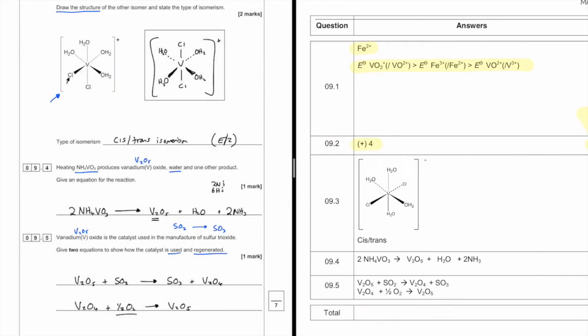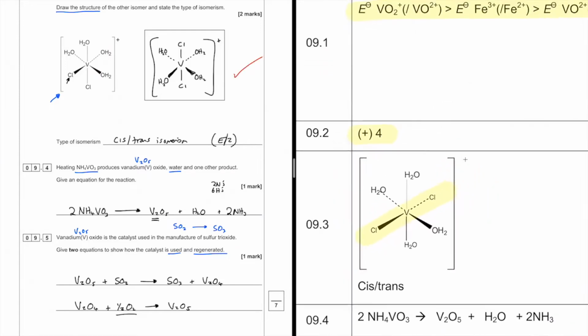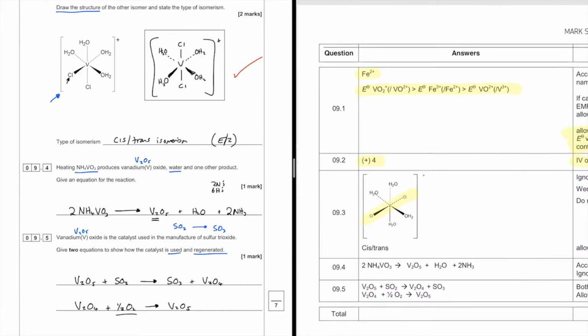Draw the structure of the other isomer of this vanadium complex now and state the type of isomerism. So what we've got here, and if I can just zoom in on this on the right, you can see how these chlorines are now opposite each other, and I've done that. Even though they're in a different position, they're still opposite each other, just looking at it in a slightly different way. So that's fine.